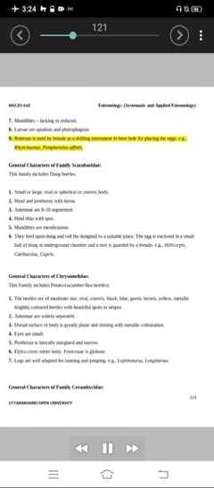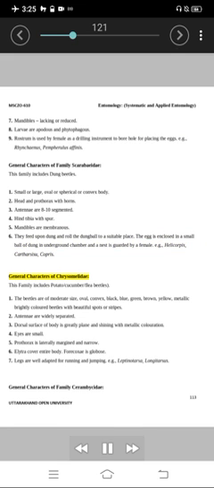E.g., Rhynchaenus, Pempherulus affinis. General characters of family Scarabaeidae. This family includes dung beetles. 1. Small or large, oval or spherical or convex body. 2. Head and prothorax with horns. 3. Antennae are 8 to 10 segmented. 4. Hind tibia with spur. 5. Mandibles are membranous. 6. They feed upon dung and roll the dung ball to a suitable place. The egg is enclosed in a small ball of dung in underground chamber and a nest is guarded by a female. E.g., Heliocopris, Catharsius, Copris.